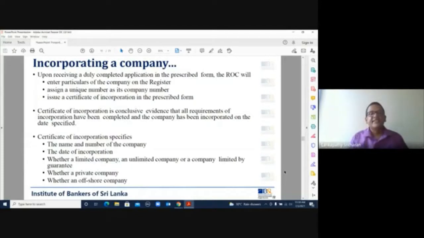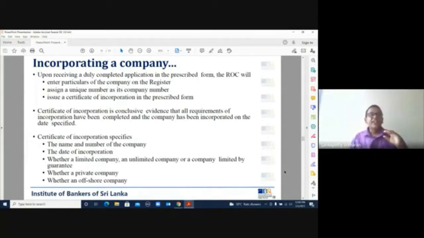Who will do all these things? The Registrar General of Companies. And the certificate of incorporation is conclusive evidence that all requirements of incorporation have been completed and the company has been incorporated on that specific date. So once they register, assign the number and give a certificate of incorporation to the people who applied to register the company, that certificate confirms that the particular company has been incorporated on that date.